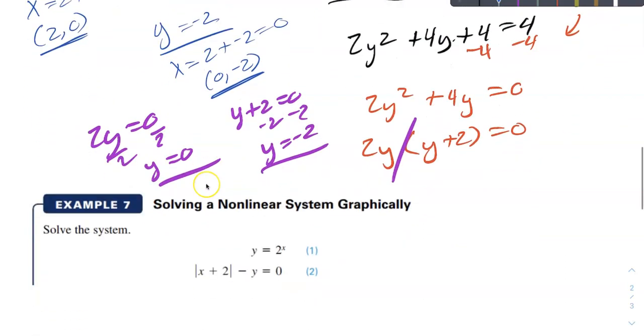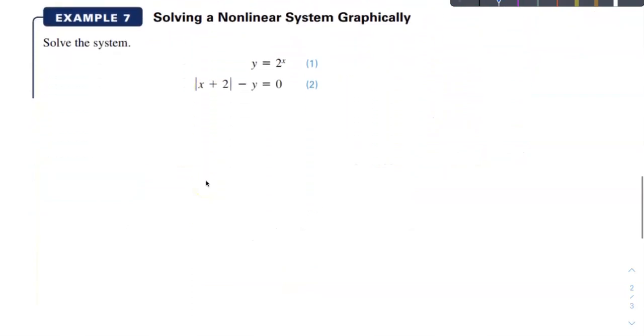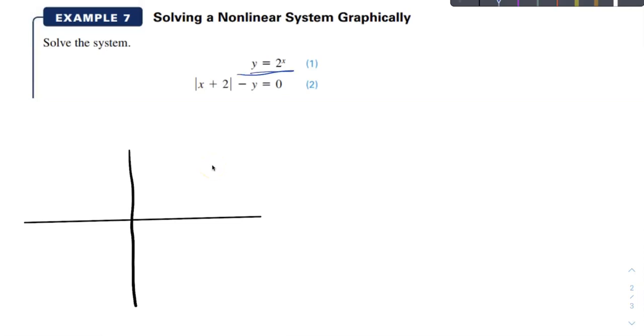Okay, let's do one last one. They want to solve the nonlinear system by graphing. So let's do a sketch first, because I can do it in the calculator. Let's graph this guy. That's an exponential growth. B is bigger than 1. It's 1 times 2 to the x plus 0, so I have an asymptote at 0. I cross 1 above, and it's a growth, so it's like this. It's something to that effect.